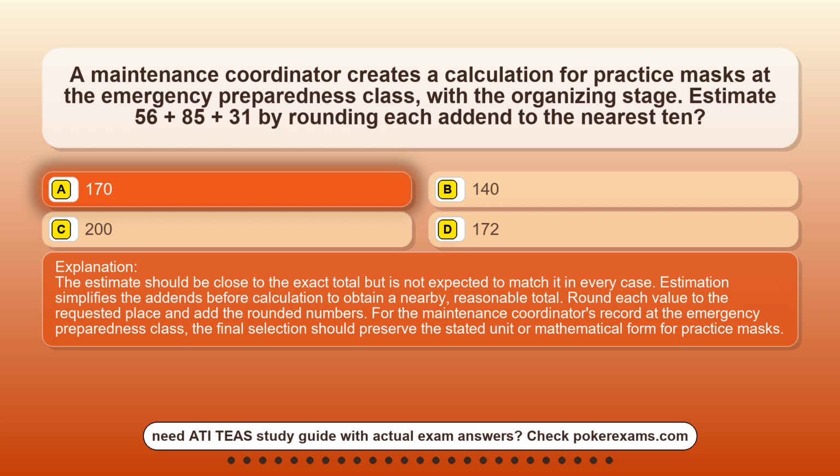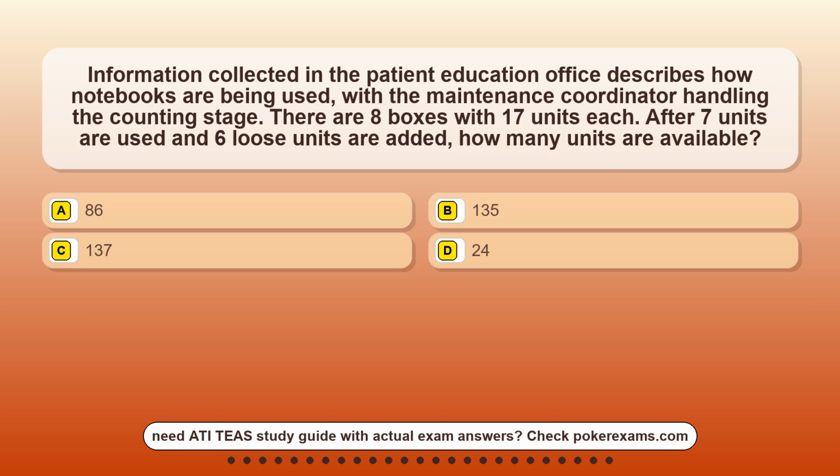For the maintenance coordinator's record at the emergency preparedness class, the final selection should preserve the stated unit or mathematical form for practice masks. Question 15. Information collected in the patient education office describes how notebooks are being used, with the maintenance coordinator handling the counting stage. There are 8 boxes with 17 units each. After 7 units are used and 6 loose units are added, how many units are available?